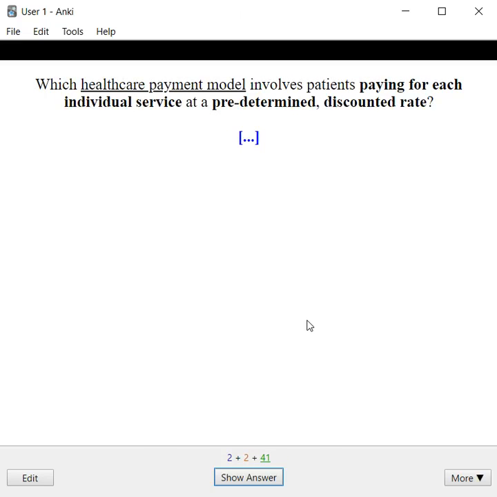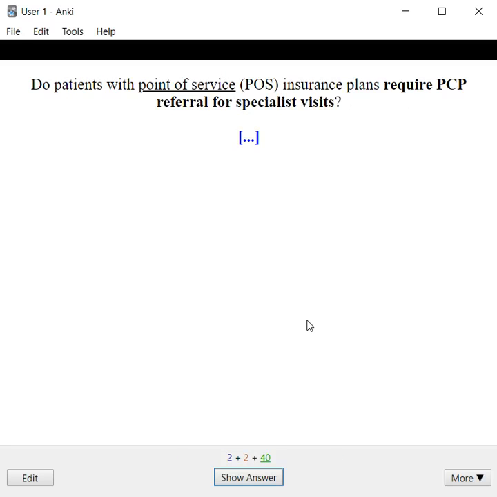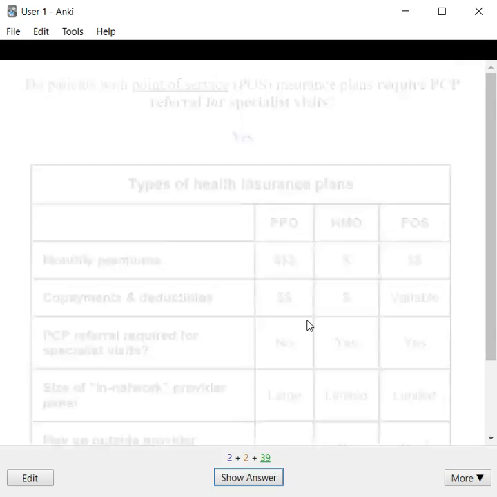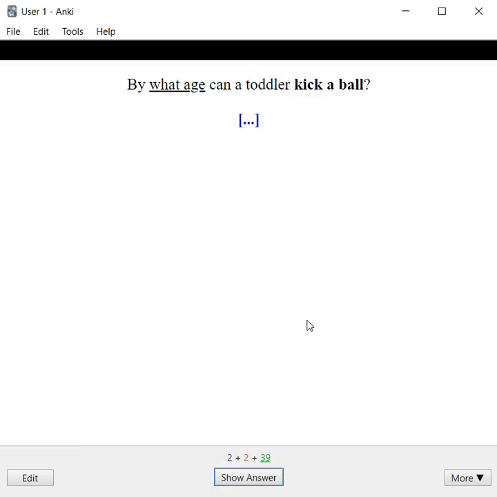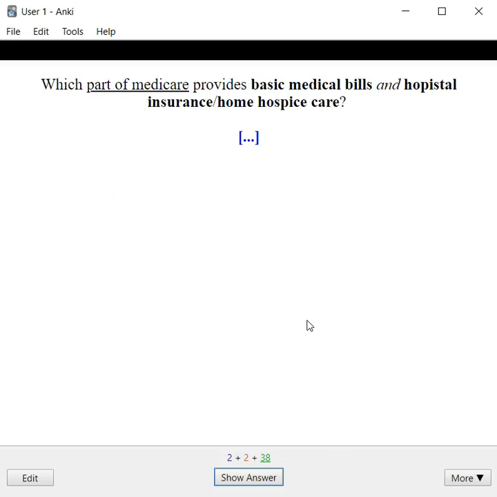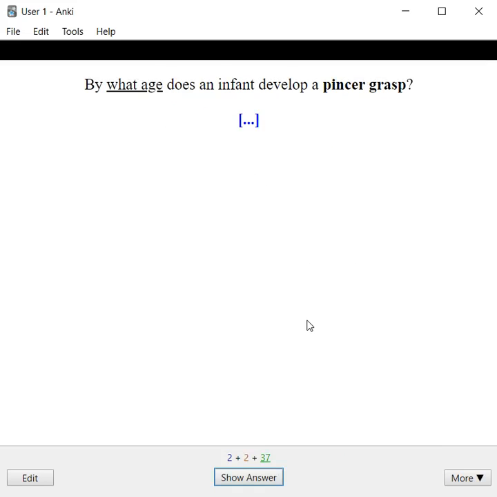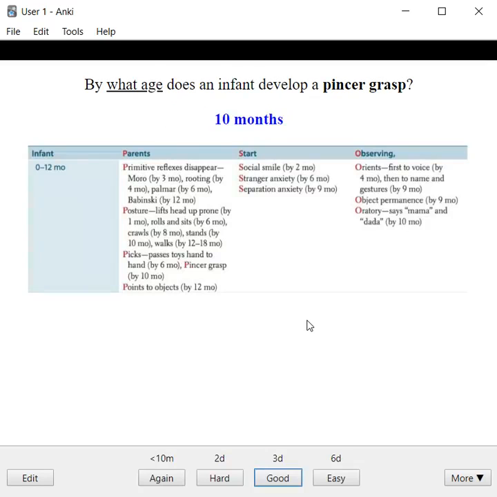Which healthcare payment model involves patients paying for each individual service at a predetermined discounted rate? Discounted fee for service. Do patients with point of service insurance plans require PCP referral for specialist visits? Yes. By what age can a toddler kick a ball? 24 months. Which part of Medicare provides basic medical bills and hospital insurance, home hospice care? Part C. By what age does an infant develop a pincer grasp?